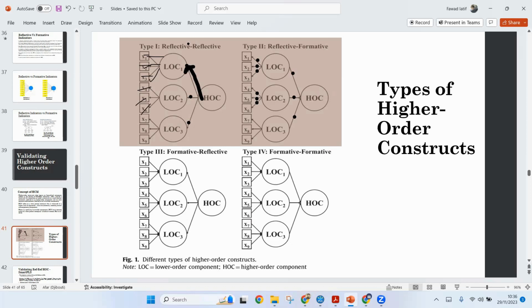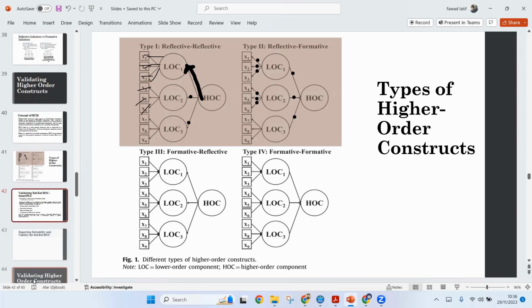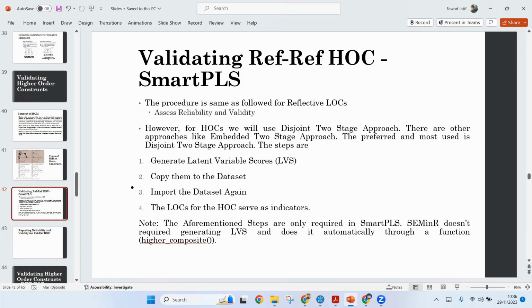Now, how do we analyze these two? Before we go on, let's look at some other theory. Any questions up till now? Okay, so validating a reflective higher order construct. How do we validate the reflective higher order construct?